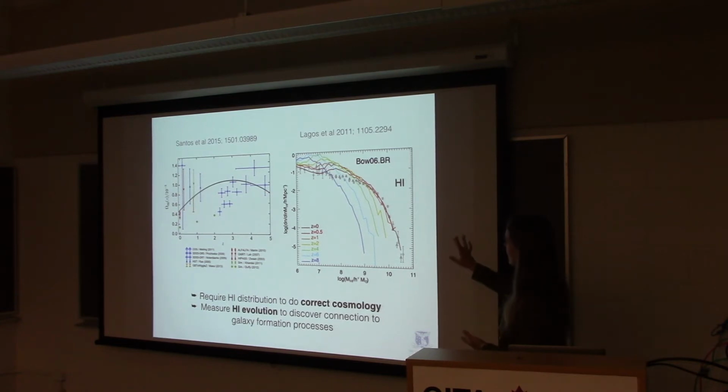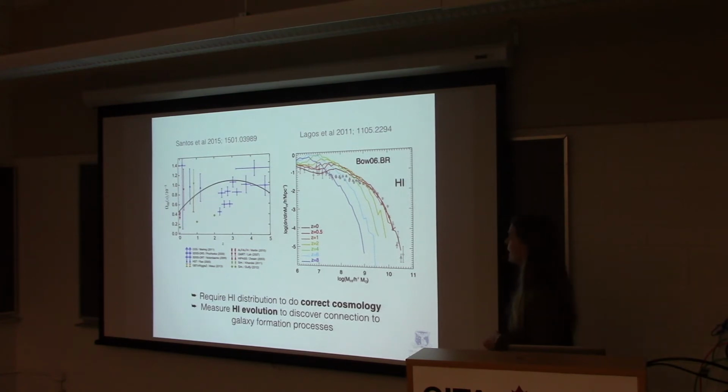Then on the right-hand side is the H1 mass function. This is actual data, the gray data points from ALFALFA and HIPASS, the two observations of H1 galaxies in our local universe, which constrain very well how H1 is distributed in objects.